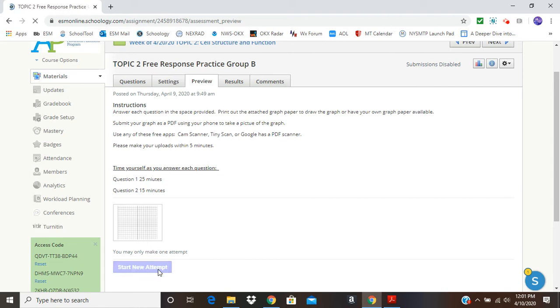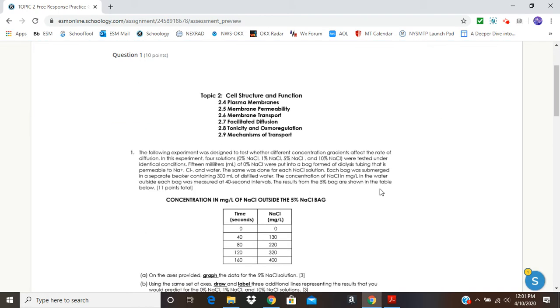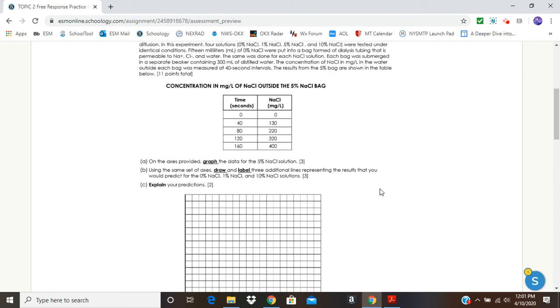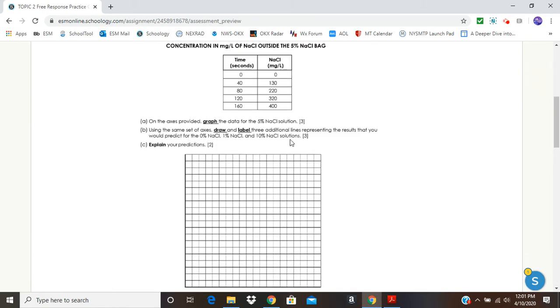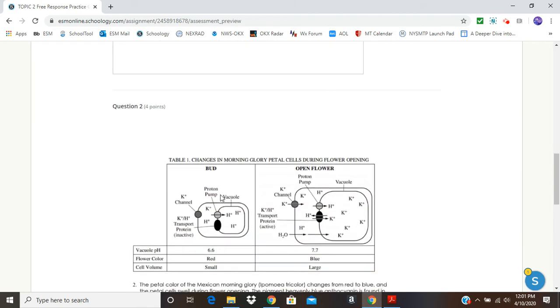And just an example of what some of these questions look like. Let's see, here we go. So this is just taken from topic 2. Here it is, you've got the graph and some questions. This should look familiar to some of you guys. I think I gave this as a homework assignment. But again, they want you to make a graph, explain your predictions, make additional lines on it, predict what's happening, and answer the question.